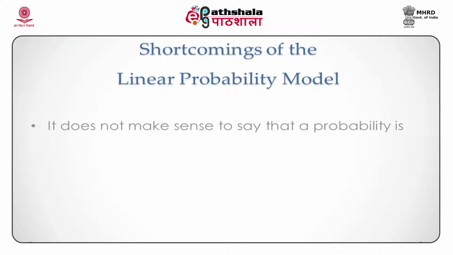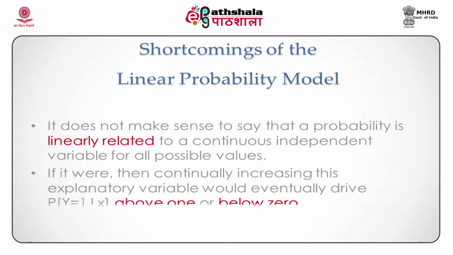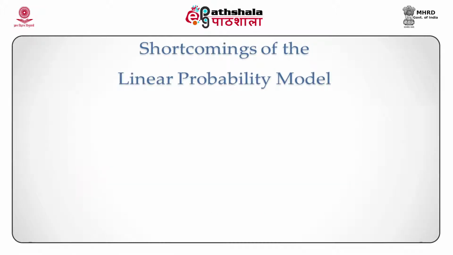Other shortcomings: firstly, it does not make sense to say that a probability is linearly related to a continuous independent variable for all values of the variable, because this would imply that if we can continuously increase or perhaps decrease the continuous variable without limit, we would ultimately force the probability to lie either above 1 or below 0, which we know is not acceptable.